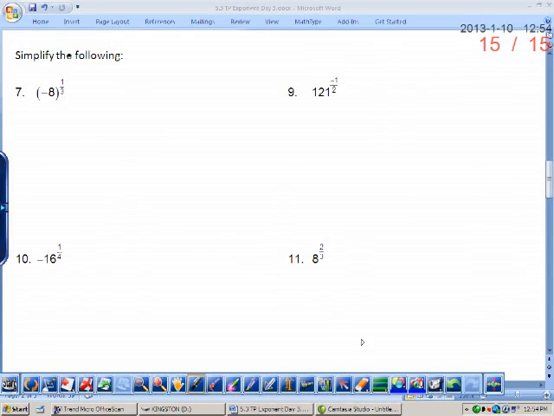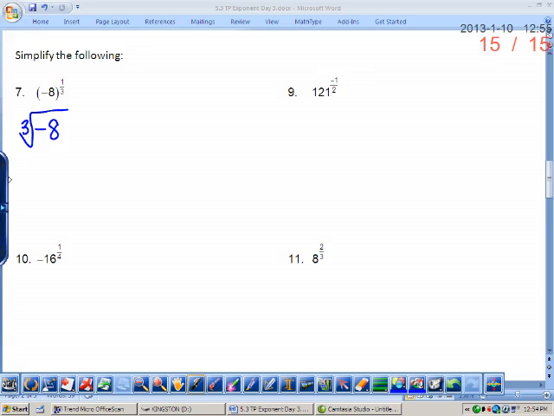All right, let's simplify some values. Negative 8, the quantity raised to the 1/3 power. Good. So this is the same as the cube root of negative 8. Are we allowed to take the cube root of a negative number? Yes. It has nothing to do with imaginary numbers. Once you divide it again, it'll go to the positive.